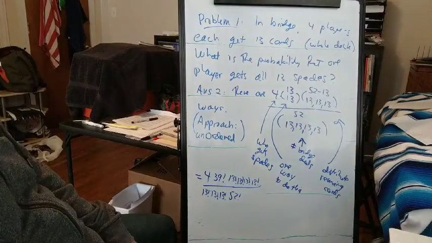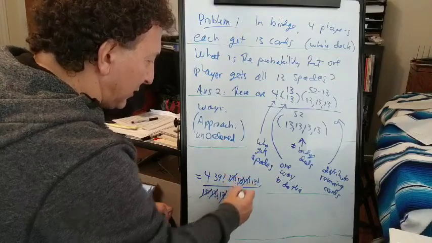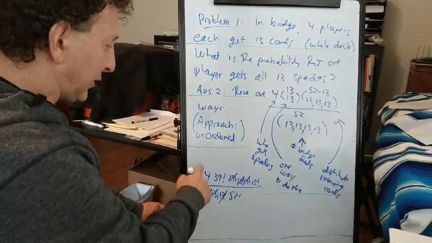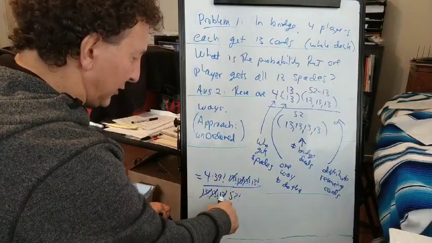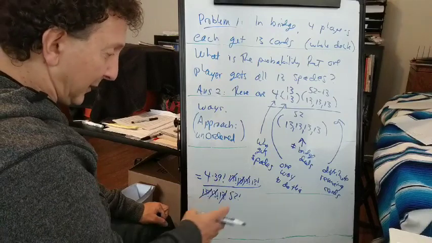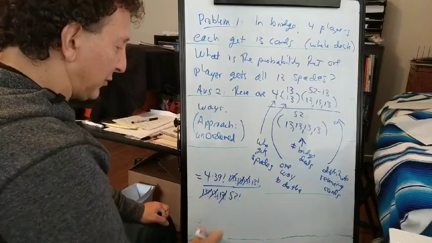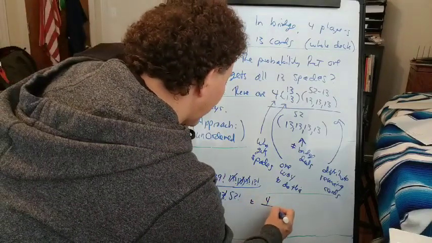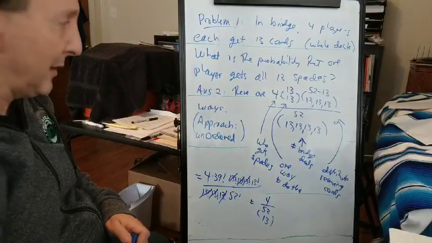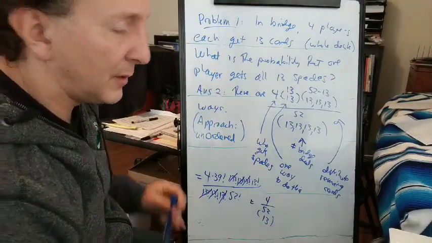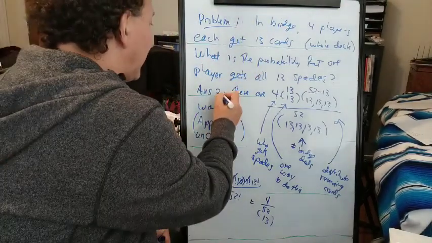Now an awful lot cancels. 3 of these 13 factorials cancel with 3 of those, leaving us with 4 on the top times 39 factorial times 13 factorial over 52 factorial. Now again, 52 choose 13 is 52 factorial over 13 factorial times 39 factorial. So this is 4 over 52 choose 13. So we can see that we get the same answer this way. Now in case that isn't enough, here's a third way to think of it.